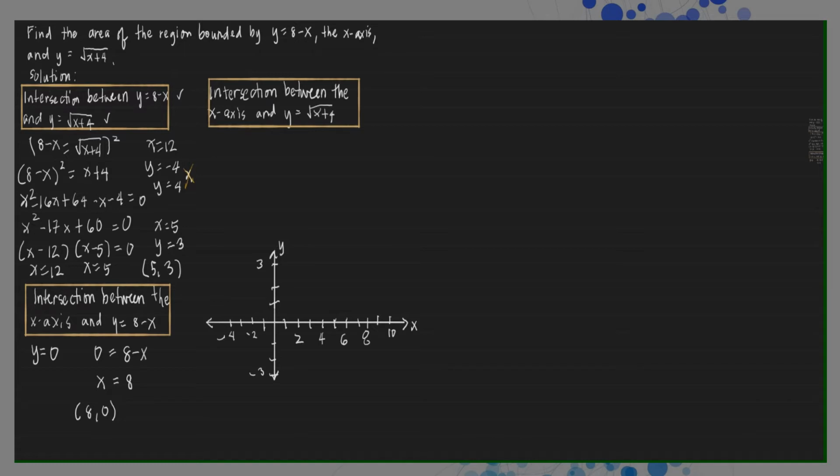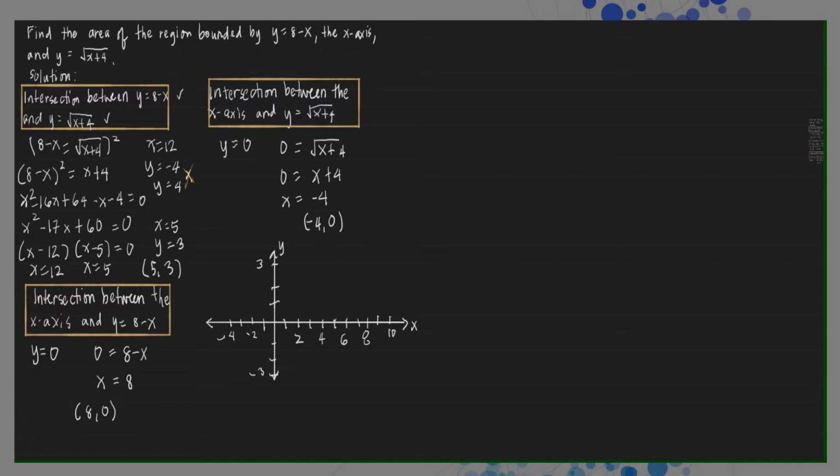And then for the intersection between the x-axis and y equals square root of x plus 4, again, the x-axis is just y equals 0. So we substitute that into our second equation. We get 0 equal to square root of x plus 4. And then squaring both sides, we get 0 equal to x plus 4, and x is therefore equal to negative 4. So y equals square root of x plus 4 will be intersecting the x-axis at the point (negative 4, 0).